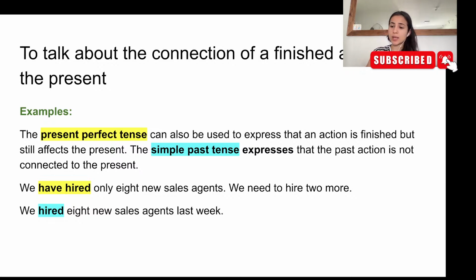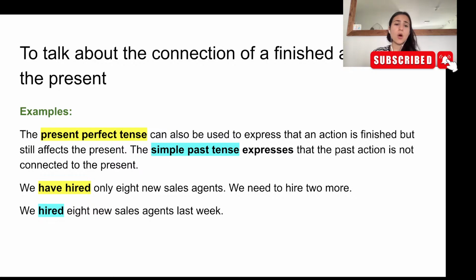This is sometimes where some of the confusion can happen. But if it doesn't affect the present, if it's not connected to the present, then we're just going to use the simple past. Some examples.